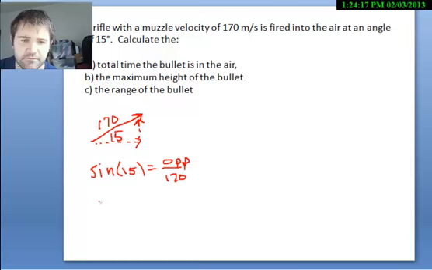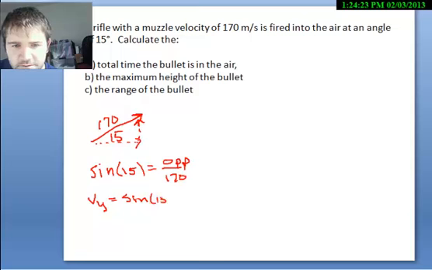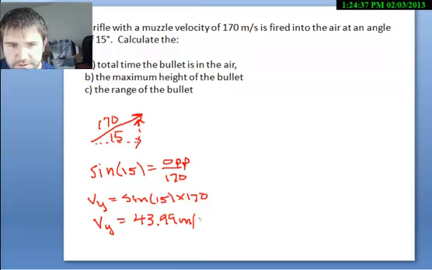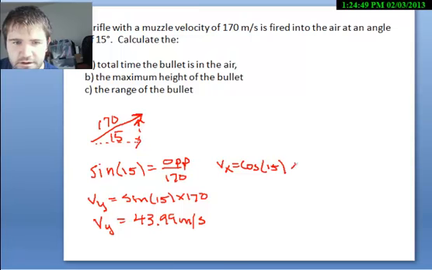So the opposite, the velocity in the vertical direction, Vy, equals sine of 15 times 170. So sine of 15 times 170, and our initial vertical velocity equals 43.99 meters per second. Now we've got to find our initial horizontal velocity. So Vx equals cosine of 15 times 170, which equals 164.2.